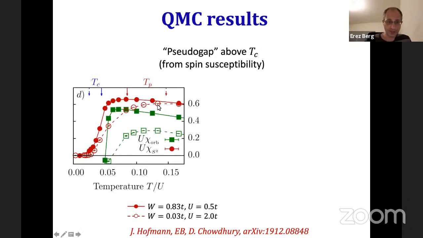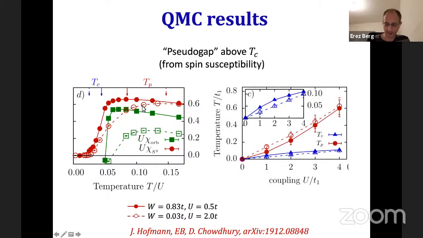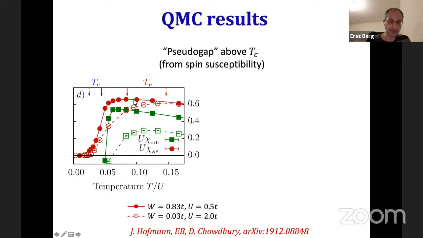Okay, so that's shown by these circles. This is chi SZ, the spin susceptibility, as a function of temperature. The empty circles and dashed line are the more flat band. This is what the spin susceptibility looks like, and you see that it starts getting suppressed quite a bit above Tc, which is here. This is an indication that a gap opens in the spin sector quite far above Tc, so this is very non-BCS-like.